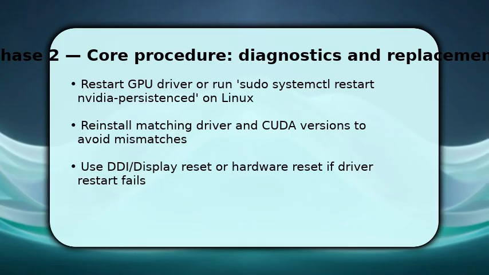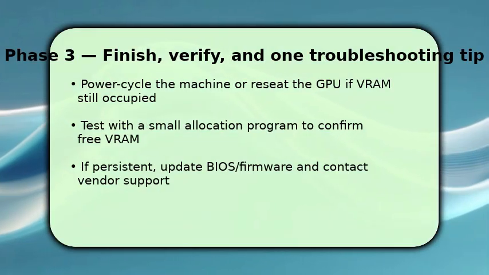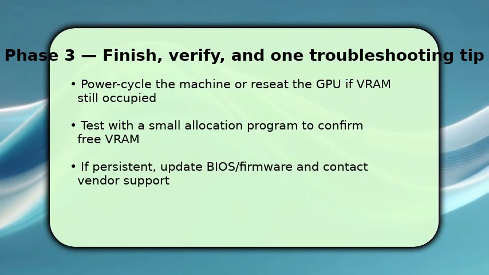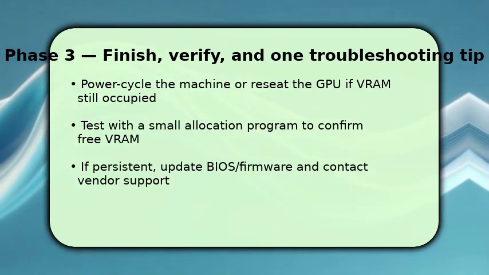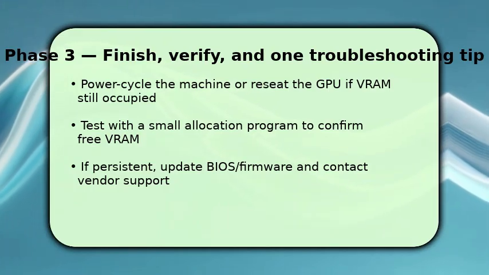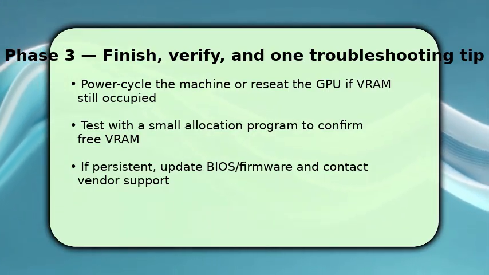You finish by fully clearing any remaining hardware state, power cycle the PC, or reset the GPU to force all memory to reset. Once powered back up, run a small test program to allocate a known amount of RAM to confirm capacity. This proves success.